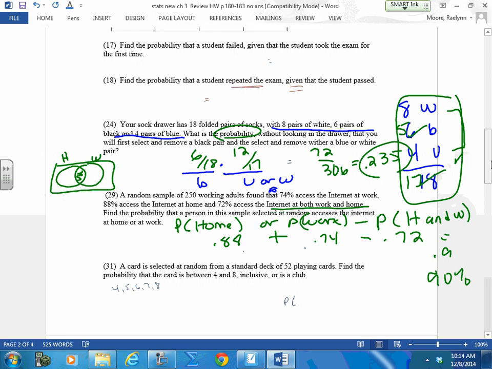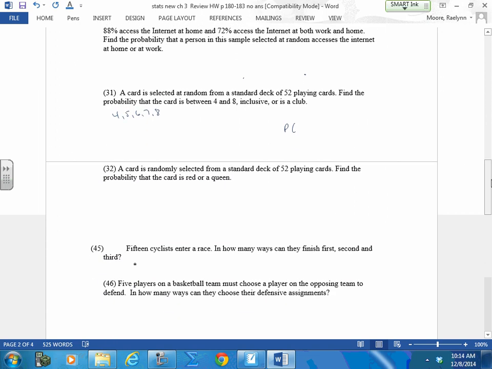Okay, everybody try number 31. Try 31. What about between here and 8, do we count 4 and 8? Because it says inclusive, yes. If it says non-including, no. Inclusive, yes.